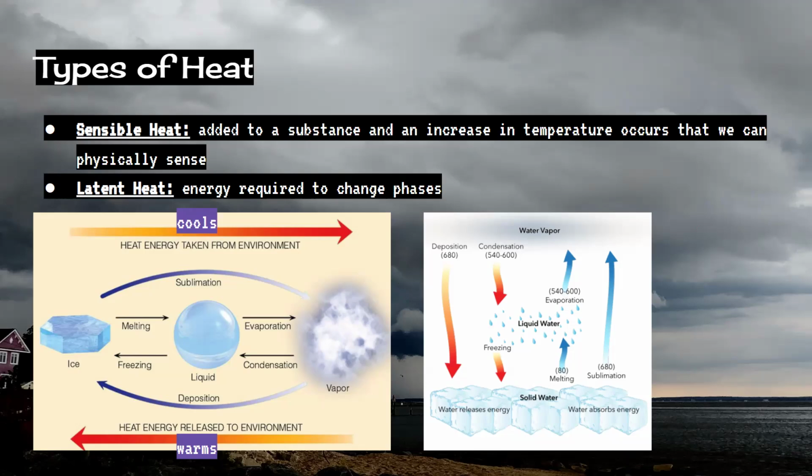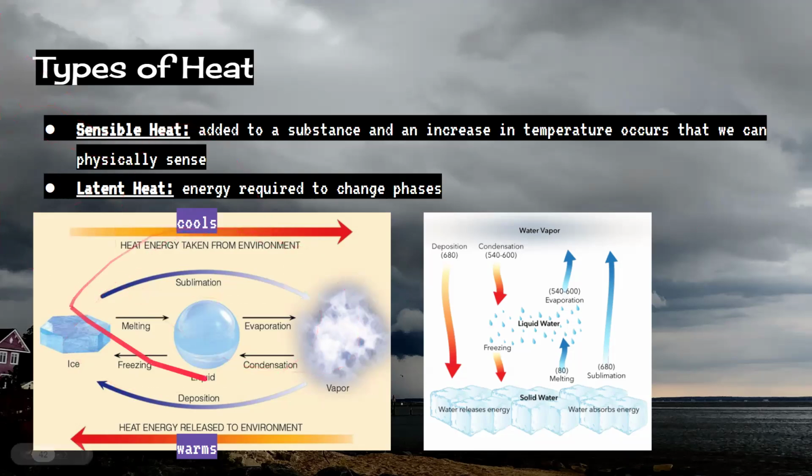Latent heat, on the other hand, is energy required to change phases. So it's heat that may be released or taken from an environment due to a phase change. So hopefully remember the three phases. We have solid, liquid, gas, and for our purposes, that's going to mean ice, water, water vapor.